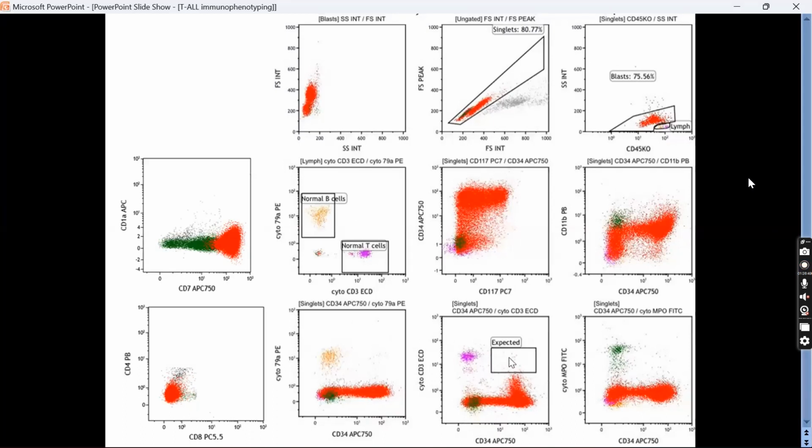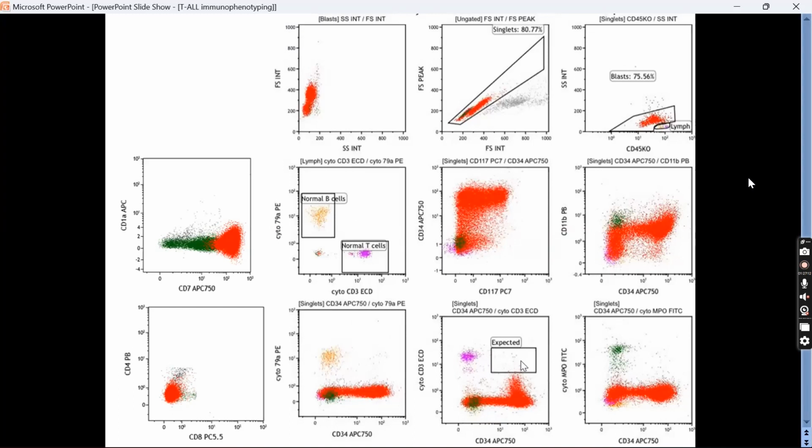A subset is touching, I think. Sorry? One subset is touching. But still, as per the criteria, the intensity of cytoplasmic CD3 in a part of the blast should touch normal T cells. The normal T cells are here. So I would expect this subset to come still higher and touch this. But still it is not. See, I'm talking about the criteria.